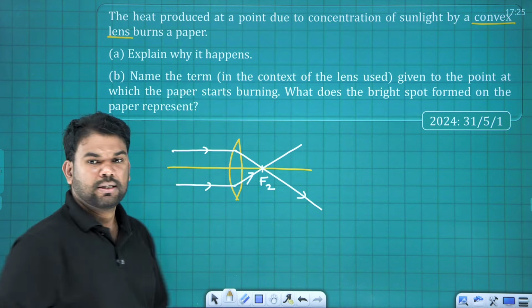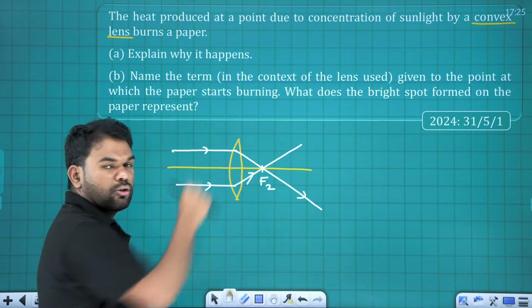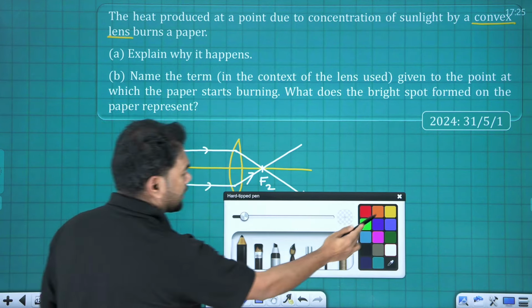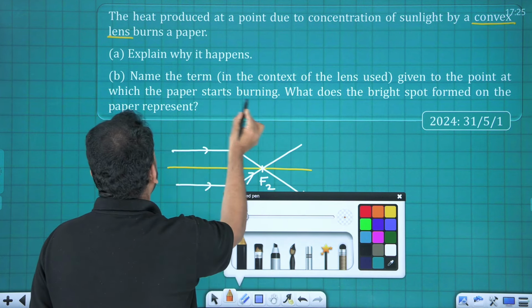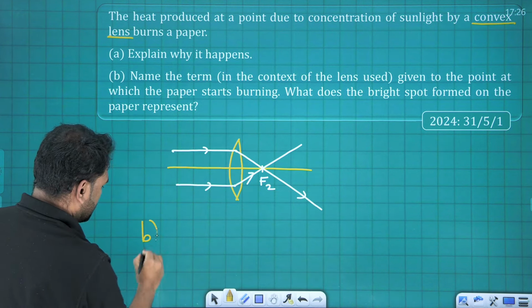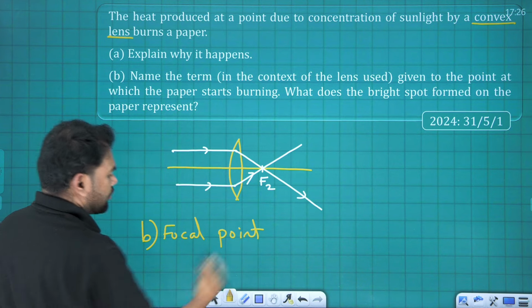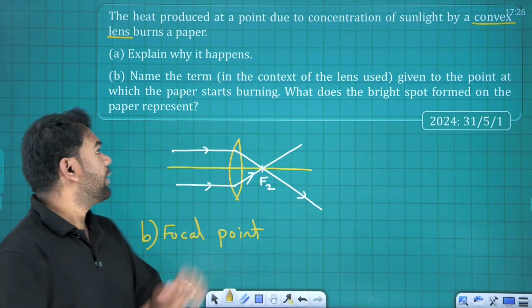Now the second question: name the term given to the point at which the paper starts burning. So this is the point. All the rays are focusing to a particular point, and that point is burning, and that point is known as the focal point. We can call that point the focal point.